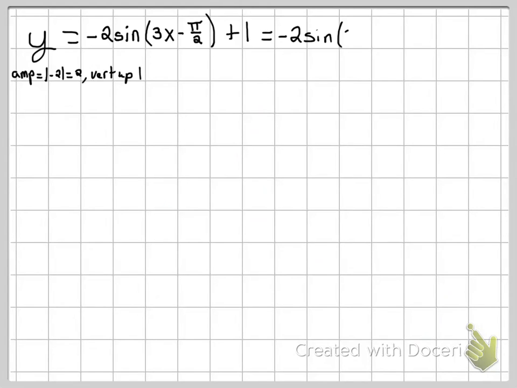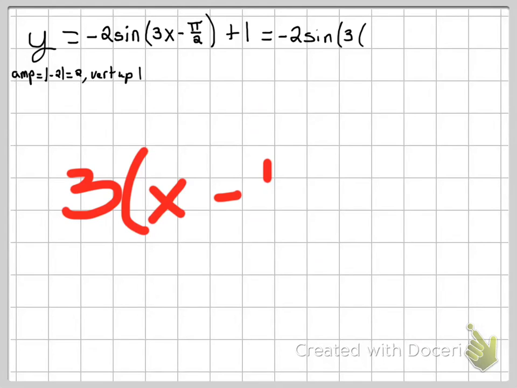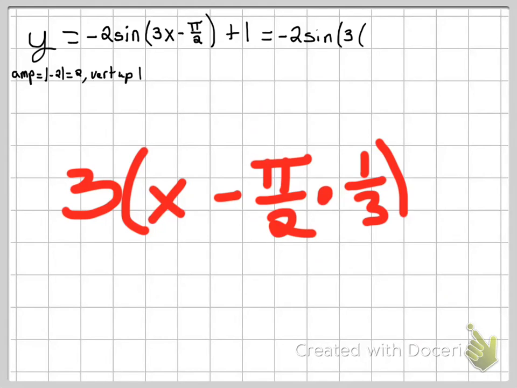Now, in order to find the phase shift, it needs to be in the form x minus or x plus. Right now it's in the form 3x minus pi over 2. So we need to factor out a 3. Then we have x minus pi over 2, and I need to compensate for this. If I'm multiplying by 3 on the outside, I need to divide everybody by 3 on the inside, so it's still the same thing. Multiplying by a third is the same as dividing by 3.